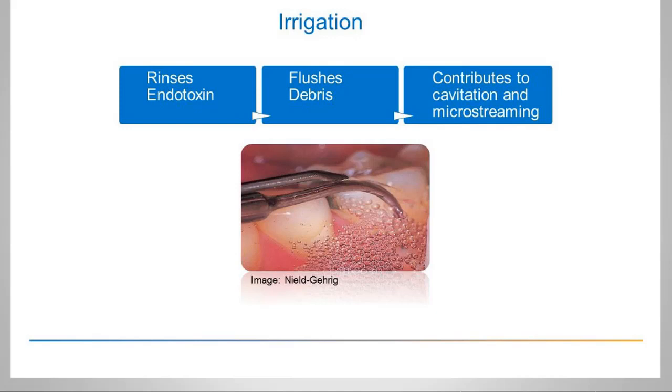Next, we have irrigation. The irrigation mechanism of action is the lavage effect created by the water supply, which is primarily needed to cool the heat generated from the rapid movement of the tip. And what you can see here is that irrigation will aid rinsing away endotoxin, flushing debris, and it also contributes to the other 2 modes of action, cavitation and microstreaming.